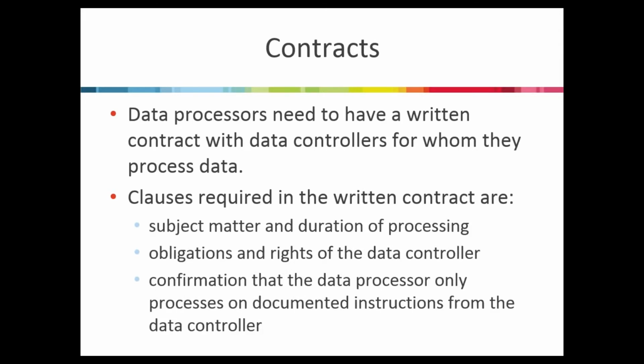Contracts. Data processors need to have a written contract with data controllers for whom they process data. This is an absolute must under the GDPR. It's no longer best practice or simply the means to include Principle 7 wording. The GDPR envisages that model wording could be made available, although as of October 2017, this is not yet available.